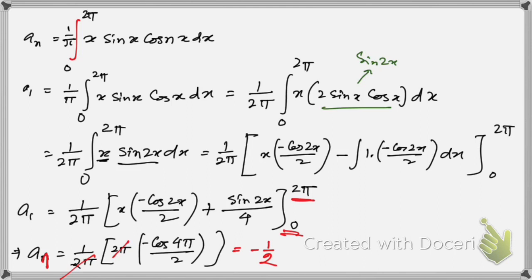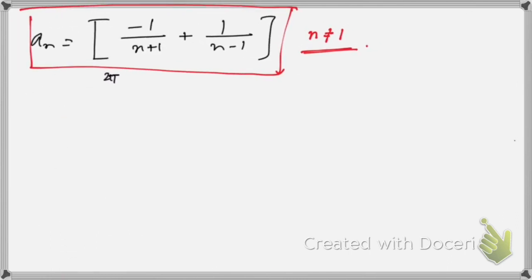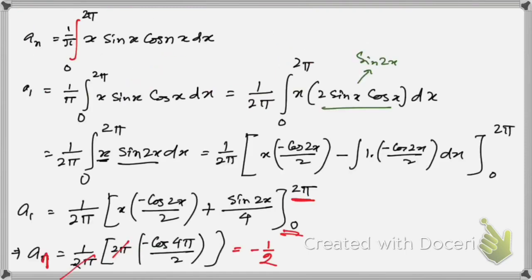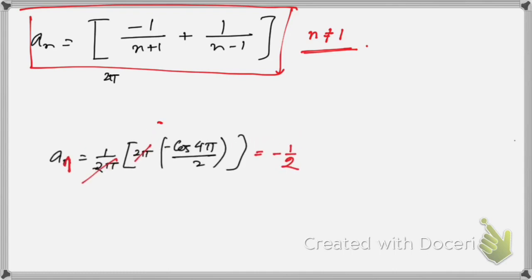So now let me copy these results. What is the an here? We have got an for n not equal to 1. So this is the an. So let me go to the next slide. So this is what we have got. This is an for n not equal to 1. And what will be the value of an for n equal to 1? This is a1, right? So let me write that result as well. So this is the result we have got.